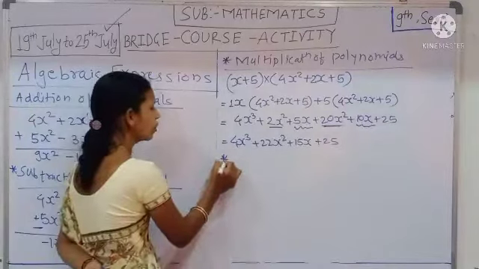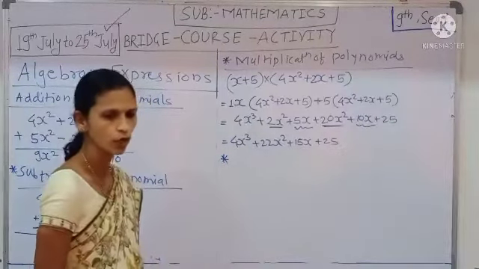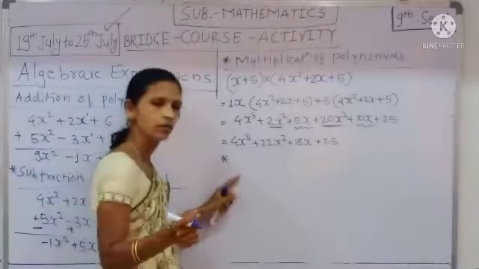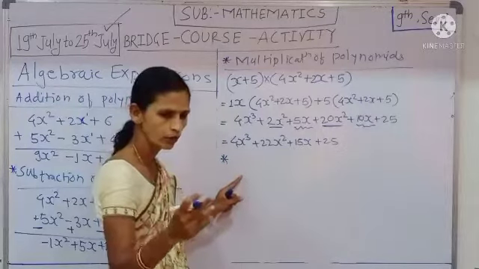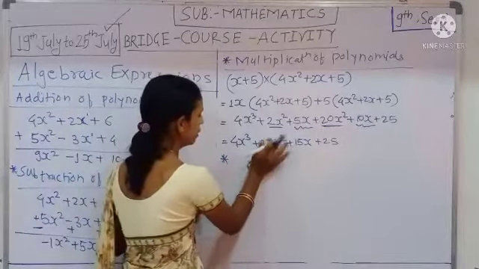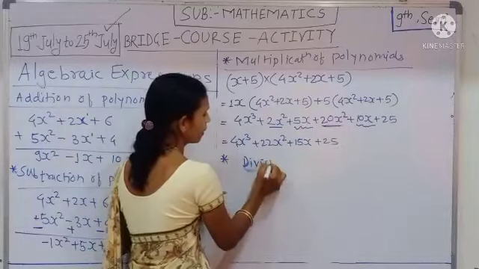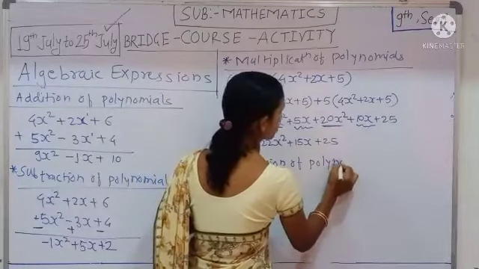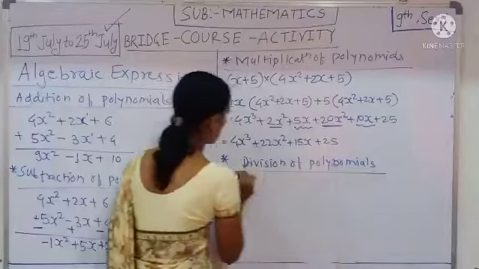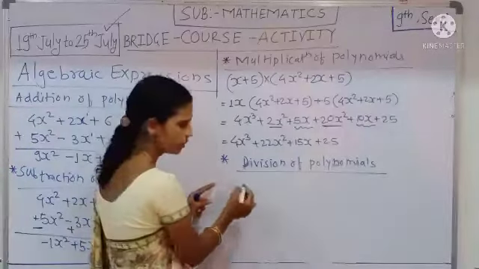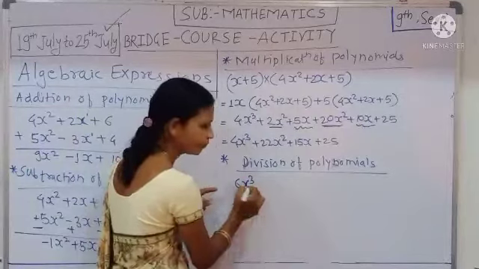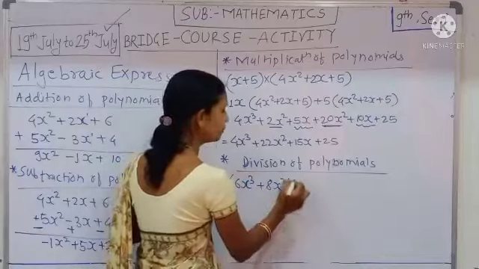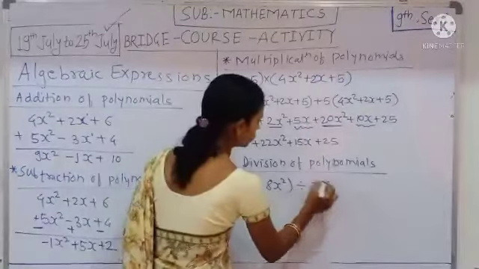Then we will solve one of the examples of division of the polynomial. See here, if a monomial divides the polynomial, then see here, division of polynomials. Here one of the examples is given here, that is 6x cube plus 8x square. That binomial is divided by 2x, that is a monomial.